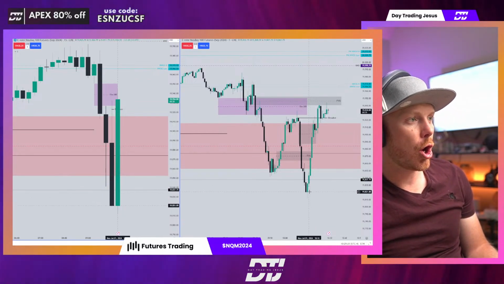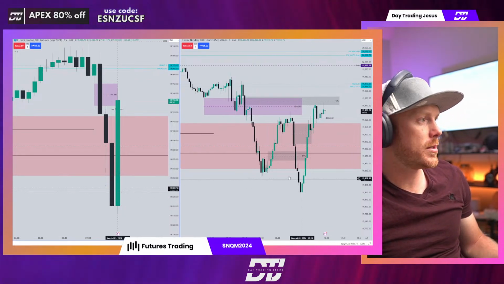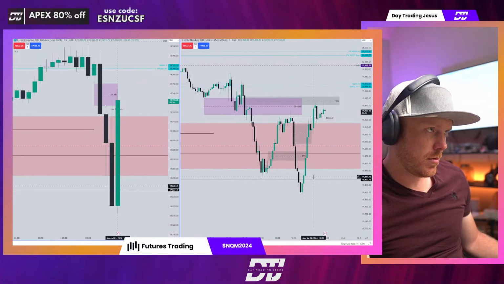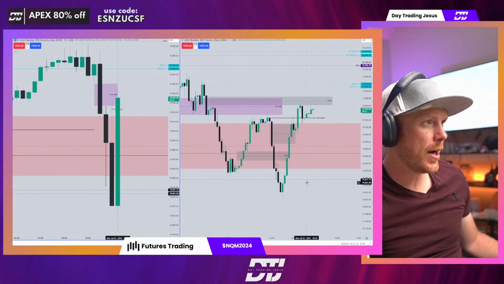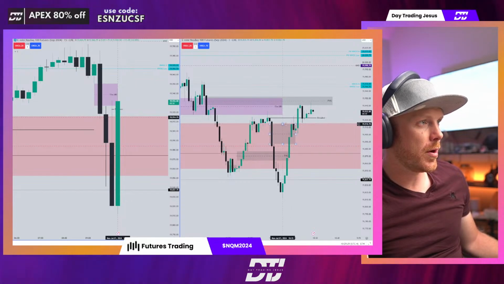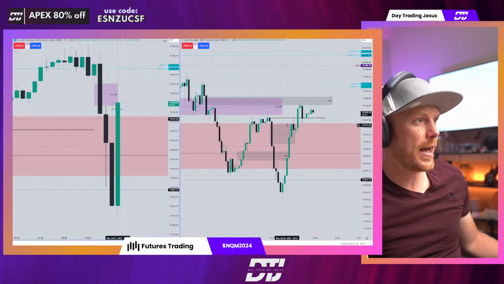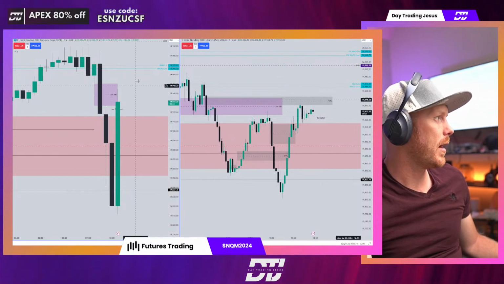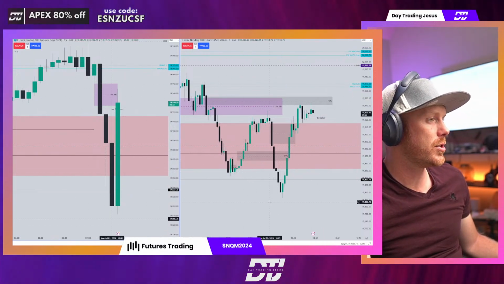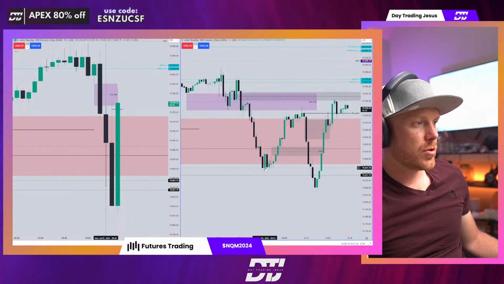So our confirmation for a move higher really was a close above this fair value gap. We eventually did, and now hang on, I'm jumping ahead of my conversation here. So let's see, 950.